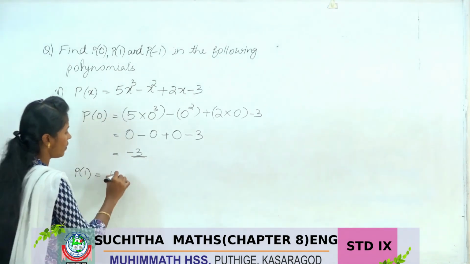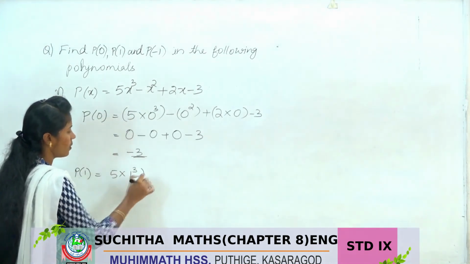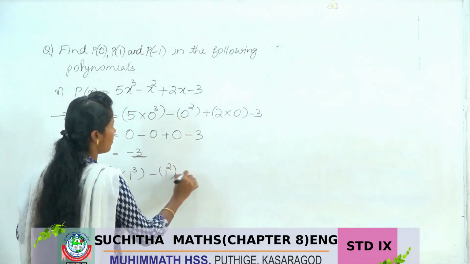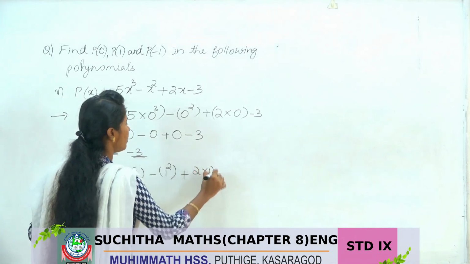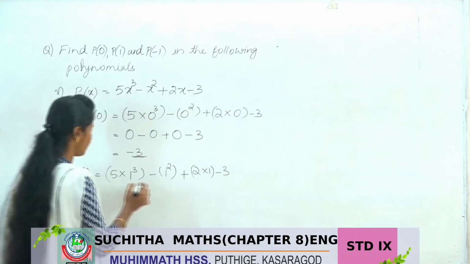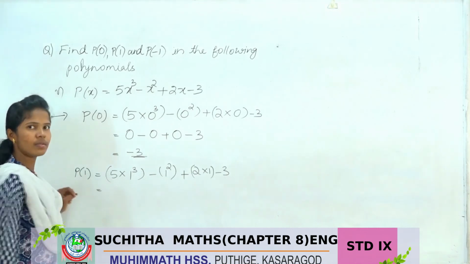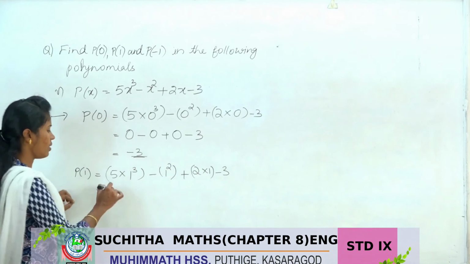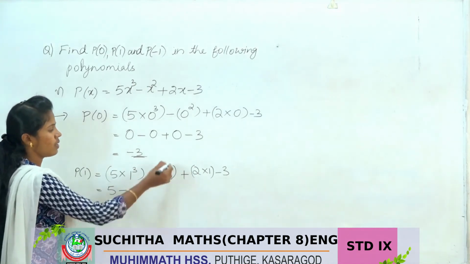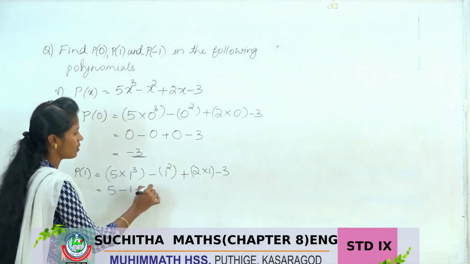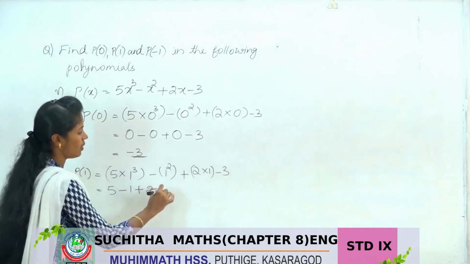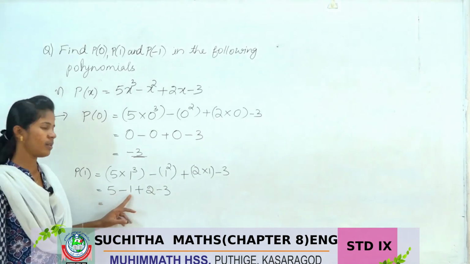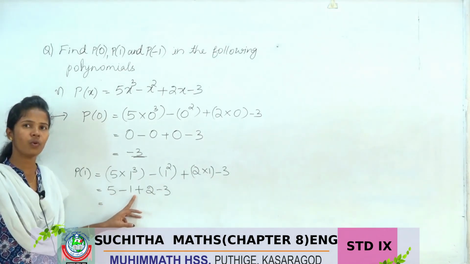That is 5 into 1 cube minus 1 square plus 2 into 1 minus 3. So 1 cube is 1 into 1 into 1, 1 itself. Then 1 into 5 is 5 minus 1 square is 1 plus 2 into 1 is 2 minus 3. Now subtract 5 minus 1. 5 minus 1 is 4.